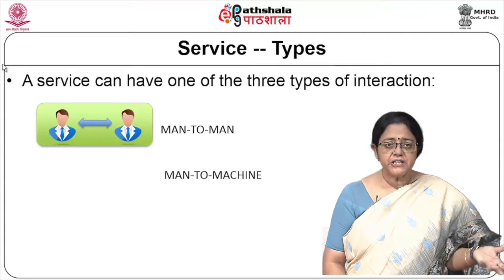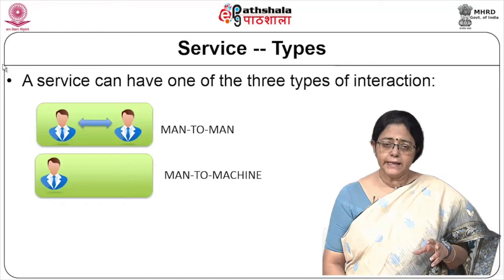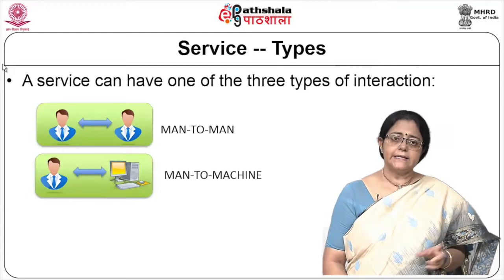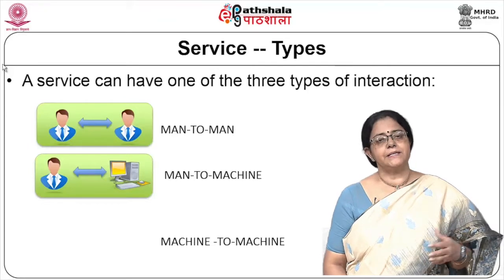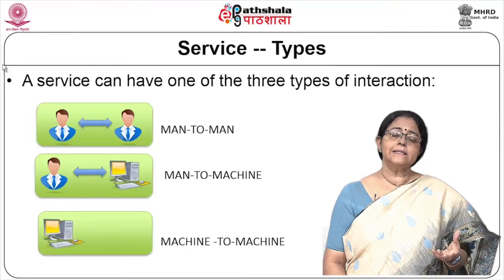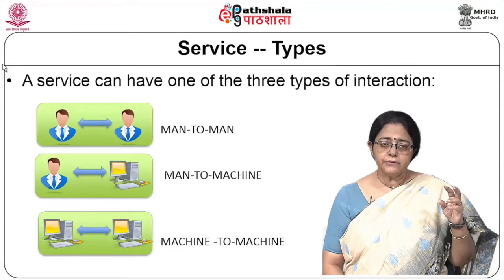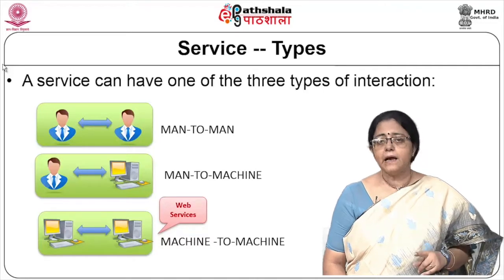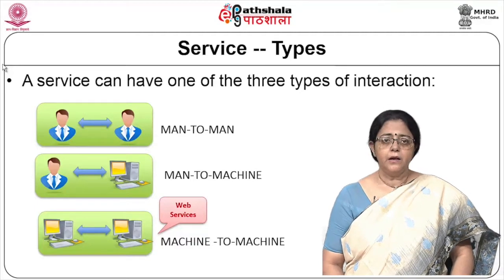In a man-machine interaction, the user is still a human being, and there is a machine which can provide the service, and there is an interaction between these two. In the third type of interaction, a machine-machine interaction, one machine requires something from another machine, and there is an interaction. If we look at these three, the last one, the machine-machine interaction, is what is specified to be a web service.